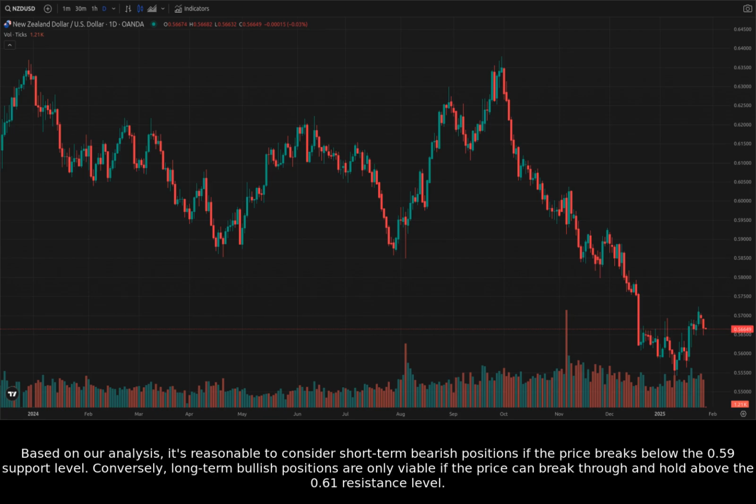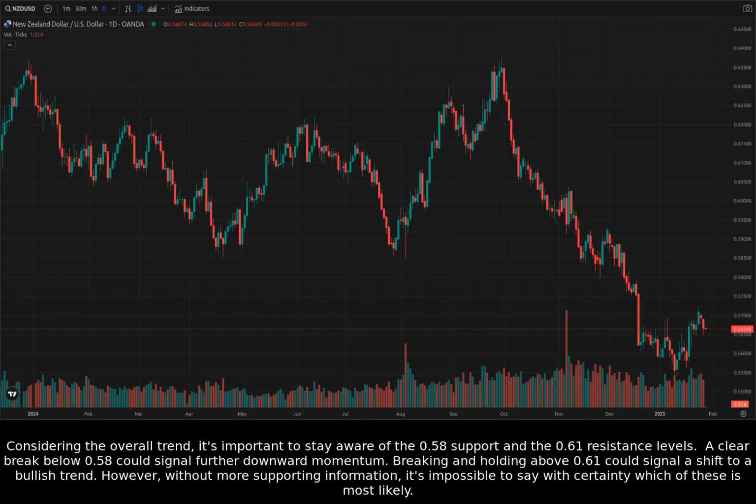Based on our analysis, it's reasonable to consider short-term bearish positions if the price breaks below the 0.59 support level. Conversely, long-term bullish positions are only viable if the price can break through and hold above the 0.61 resistance level. Considering the overall trend, it's important to stay aware of the 0.58 support and the 0.61 resistance levels.